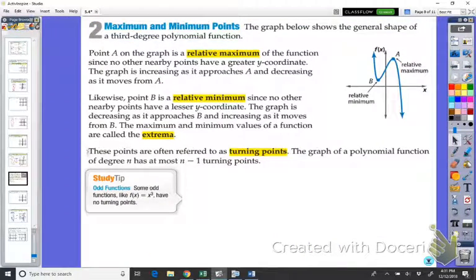There's also maximum and minimum points. So when it swerves and curves, kind of like a roller coaster, you have a lowest point, which is right here, where it changes direction, and you have a highest point when it goes back down. So you have a max and a min.